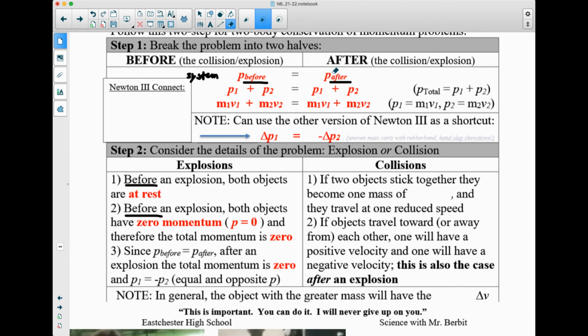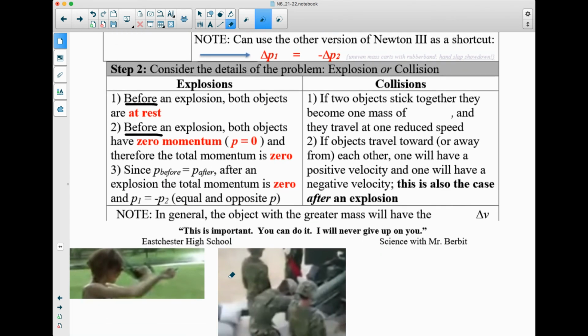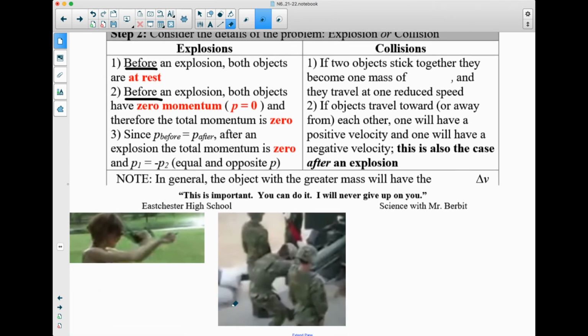However, that means this term up here is 0, but these individually do not have to be 0. One has to be positive, one has to be negative, and then they sum up to 0. Now, in general, here's a good comment. In general, the object with the greater mass will have the smaller change in velocity.